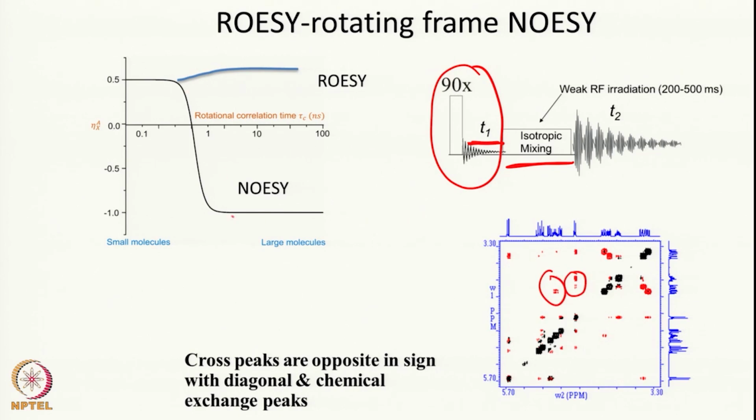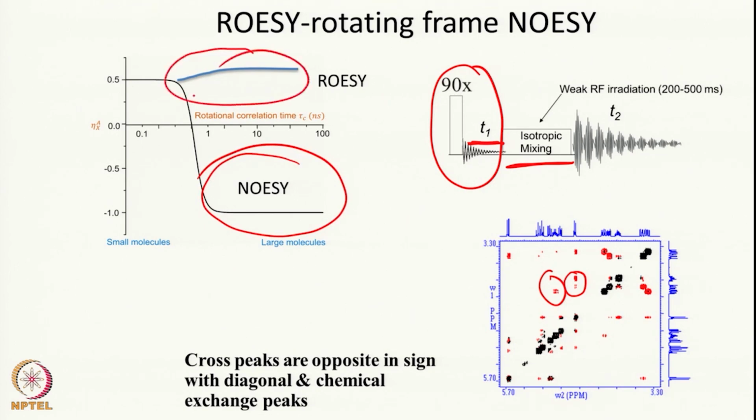If you look at the same curve, NOE is applied for large molecules and ROE is applied for small molecules, depending on the correlation time. Here an interesting thing happens: the cross peaks come with opposite sign to the diagonal peaks, and this is again used for distance information for small molecules, where the spins are coupled by dipolar coupling. So, thumb rule: ROE is applied for small molecule distance determination, NOE is applied for large molecule distance determination.